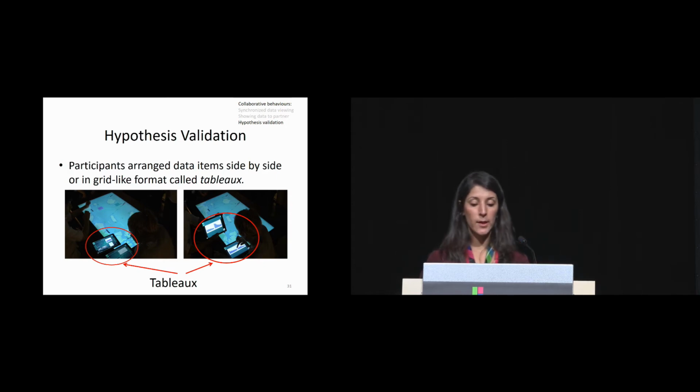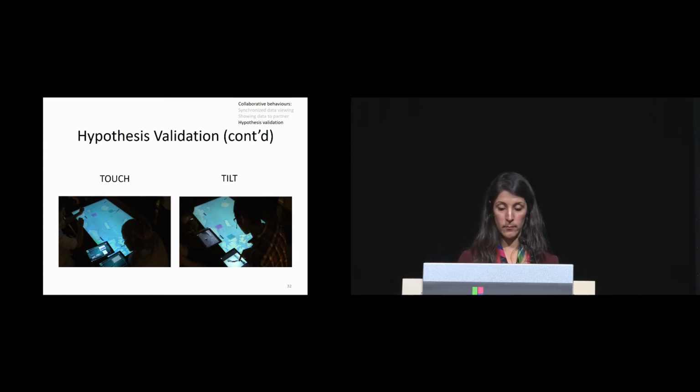The third type of collaborative behavior impacted by Touch and Tilt was putting tablets side by side to arrange data in a grid-like format called Tableau to create common ground and facilitate hypothesis testing. In Touch, people were free to leave their tablets side by side on the edge of the tabletop and manipulate the ROI to view and compare data.